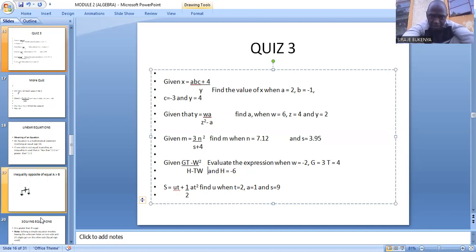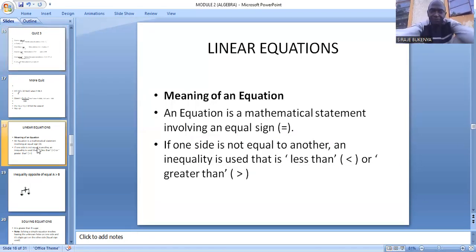Then we look at linear equations. An equation is any mathematical statement involving an equal sign. If one side is not equal to another, we can call it an inequality. It can be either less than or greater than. You can use these symbols, less than and greater than, as given there.